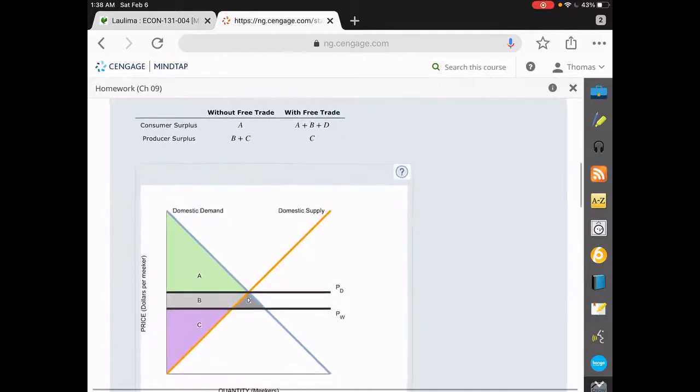And then we've got these comparisons. Now the world price is lower. And in this case, when the world price is lower, consumers could have gained areas B and D.